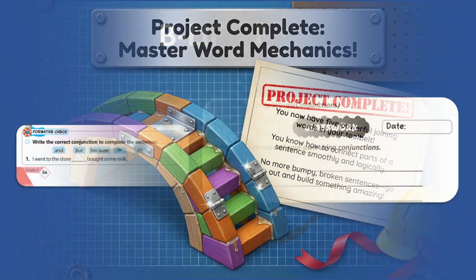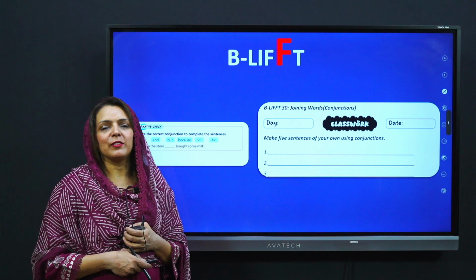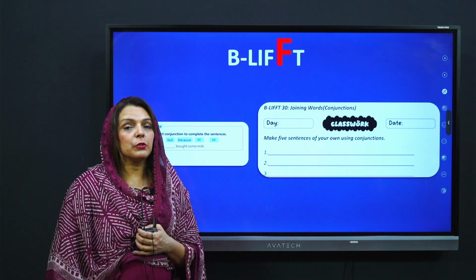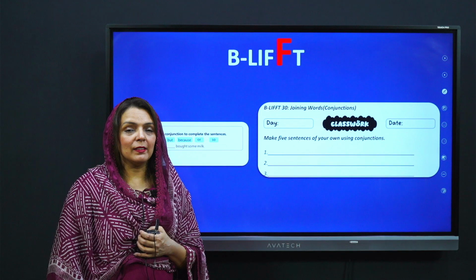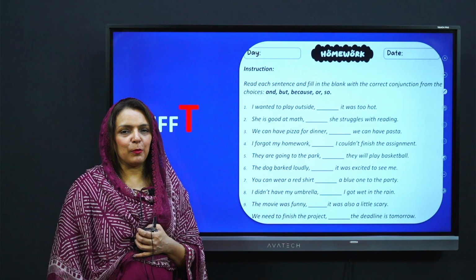using joining words. Now, to check your understanding of the focus, we have designed a formative check. You have to do both of these activities in the class with the help of your teacher. Go home, do your homework with the help of your parents.